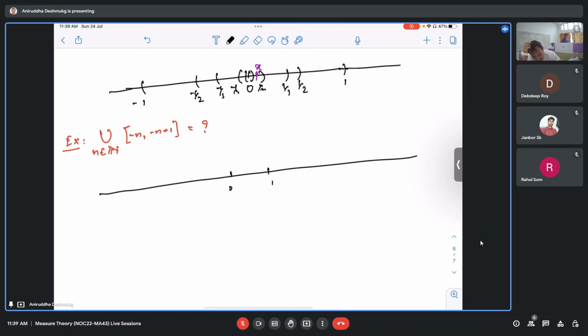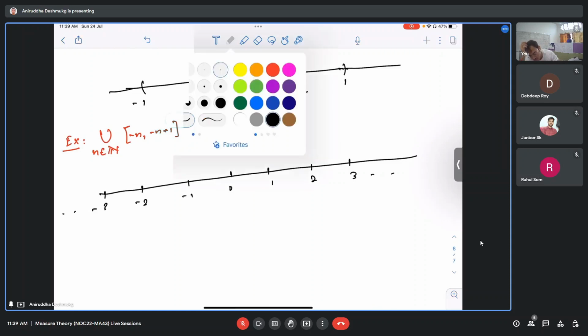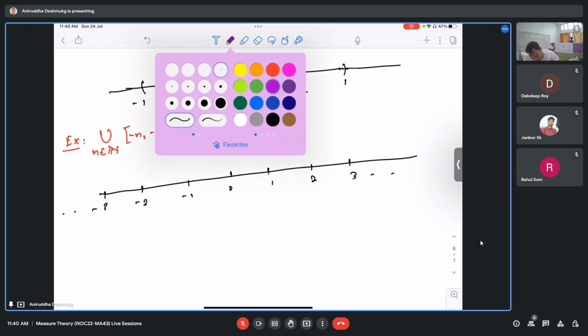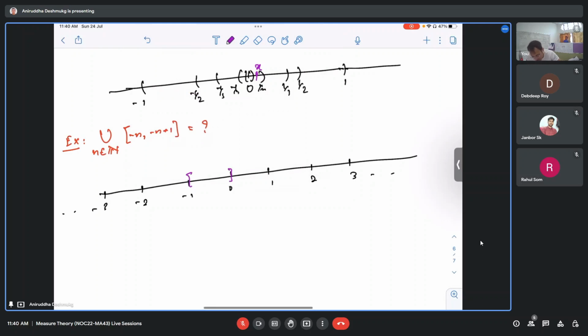So this is 0, this is 1, 2, and so on. On the left hand side, we have minus 1, minus 2, and so on. I want to look at these intervals, minus n to minus n plus 1. For n equal to 1, what do I have? Minus 1 to minus 1 plus 1, that is 0. So I have this interval. Then for n equal to 2, I have minus 2 to minus 2 plus 1, that is minus 2 to minus 1. So I have this interval. Then I have this interval, and this continues.